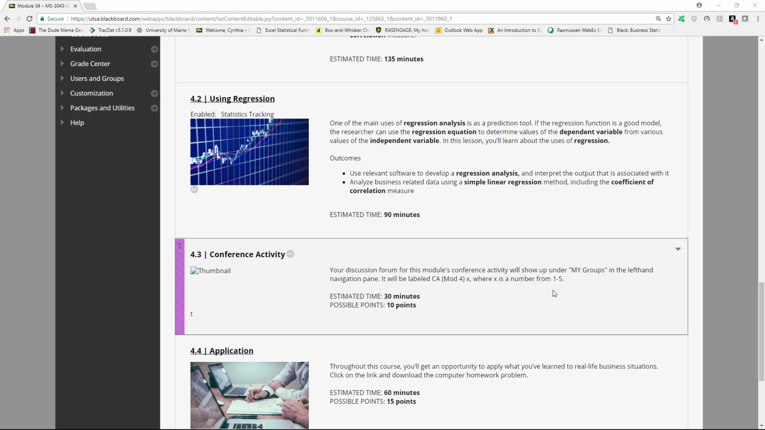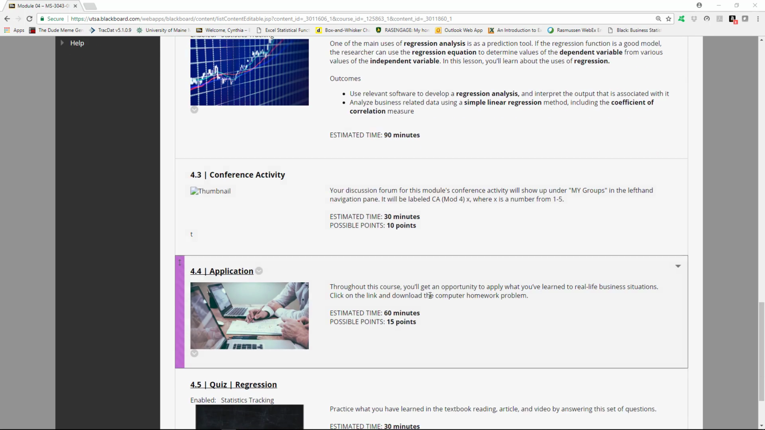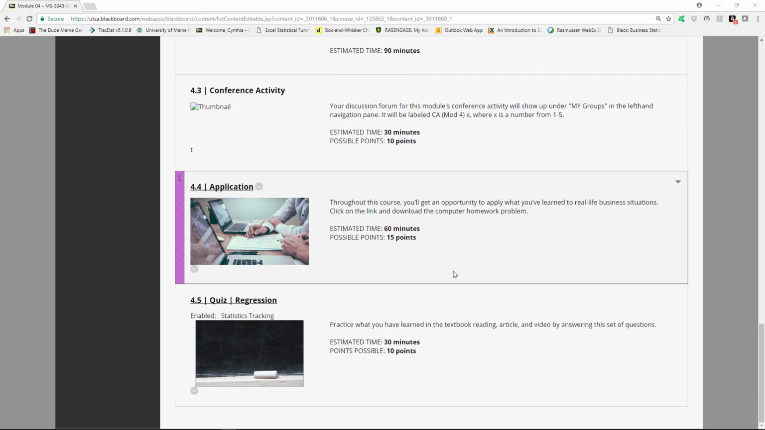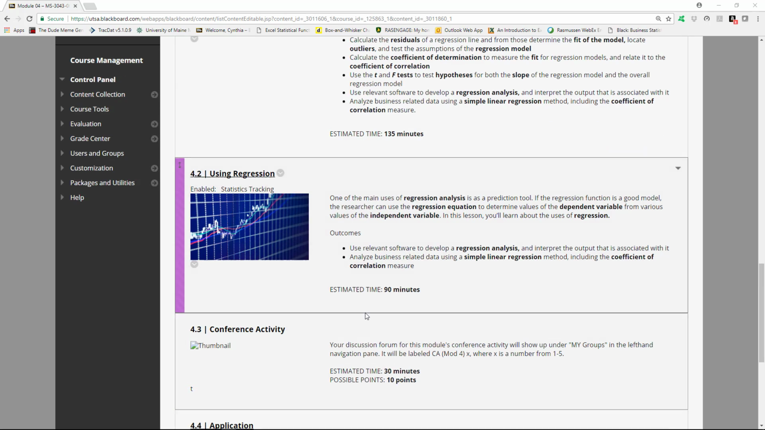But the conference activity is just a little side activity where you'll see about 20 of your classmates in there. And again, they'll be randomly selected, so you may not have the same ones as you did in Module 2. And then, of course, you have another application and you have a quiz.